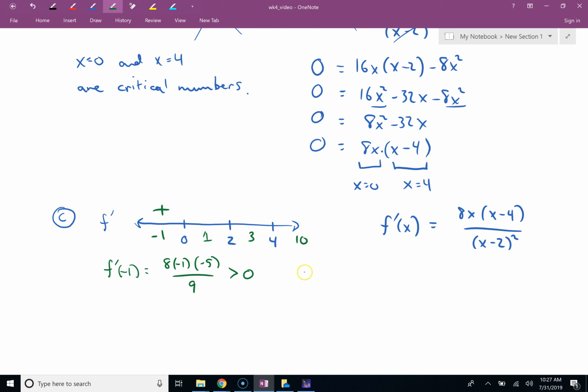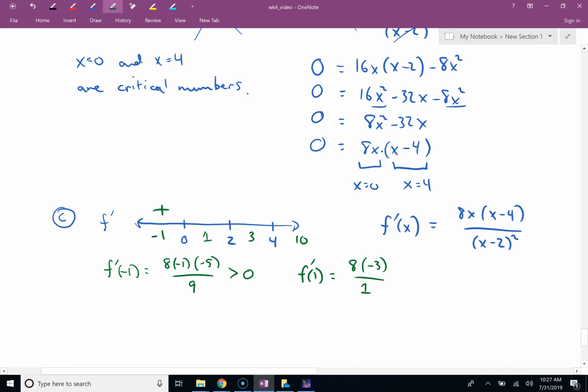Let's go ahead and check at 1. So f prime of 1. Again, we're exploring the derivative for increasing and decreasing. 8 times 1 is going to be 8. 1 minus 4 is going to be -3. And divided by 1 minus 2, that's going to be -1, but I have to square it. So -1 squared is going to be +1.